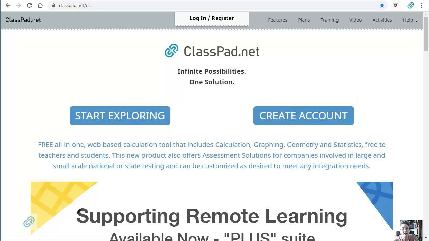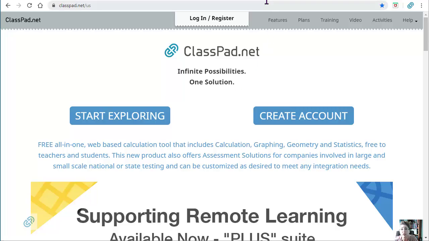Welcome to Mini Math Lessons with Karen, and today we are looking at Classpad.net and we're going to be exploring proportional reasoning, so some basic beginning type of activities. So I'm in Classpad, free, all you can use math, it does statistics and graphing, like here's the description. So this is the website right here. You could just start exploring, you don't need an account.